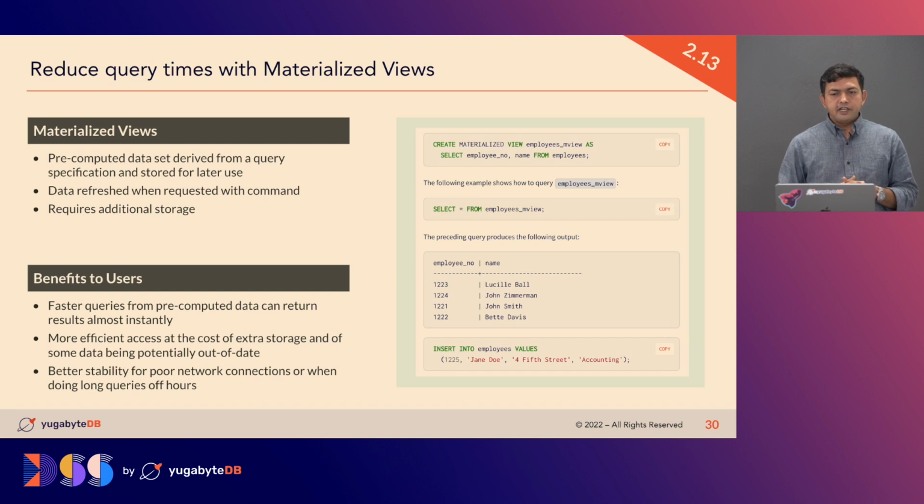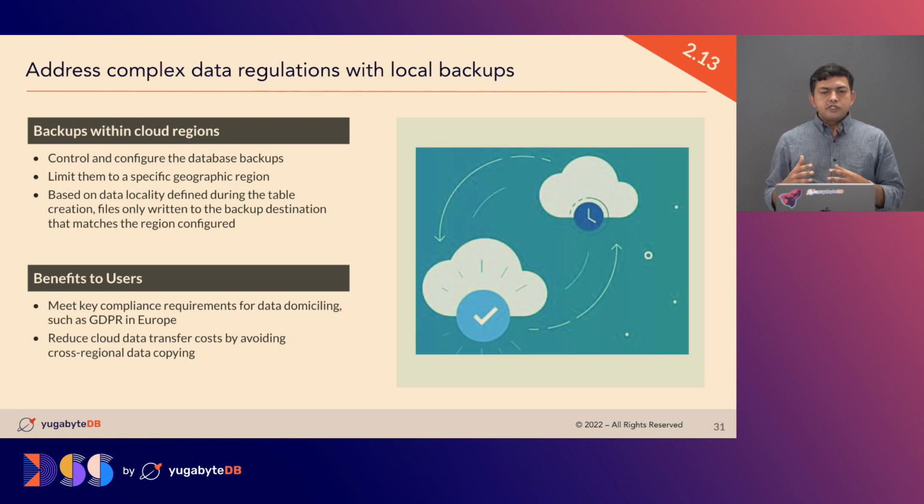We also added support for materialized views, so queries can be much faster as the pre-computed data can return results almost instantly. So this is one step towards our commitment to become more and more PG compatible. YugabyteDB is often used in multi-region deployments, and customers can now control and configure their database backups based on their data locality. This is not only useful for compliance requirements, but it helps reduce cloud data transfer costs by avoiding cross-regional data copying.